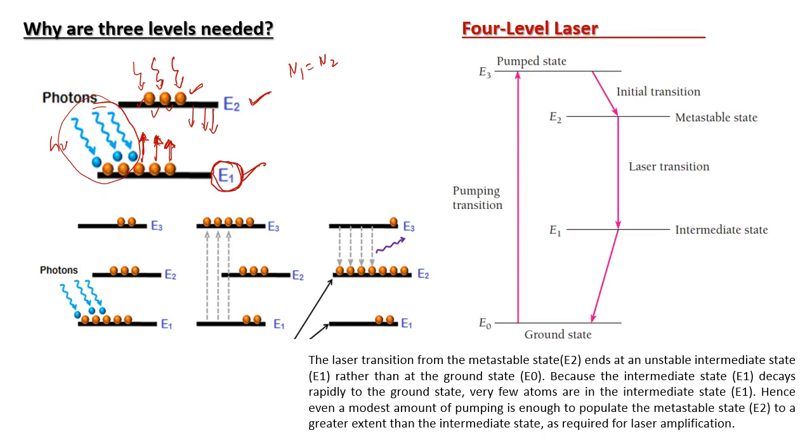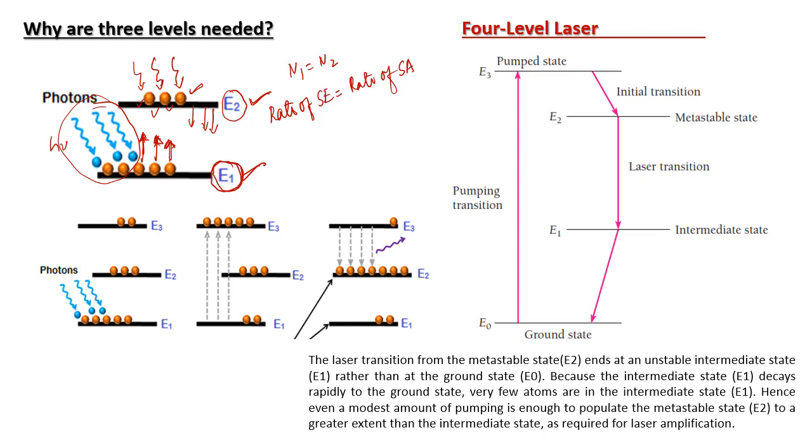So when half of the atoms from the ground state are in the excited state, because the probability is the same, the rate of stimulated emission will be equal to the rate of stimulated absorption. The assembly cannot have more than half its atoms in the metastable state, never.